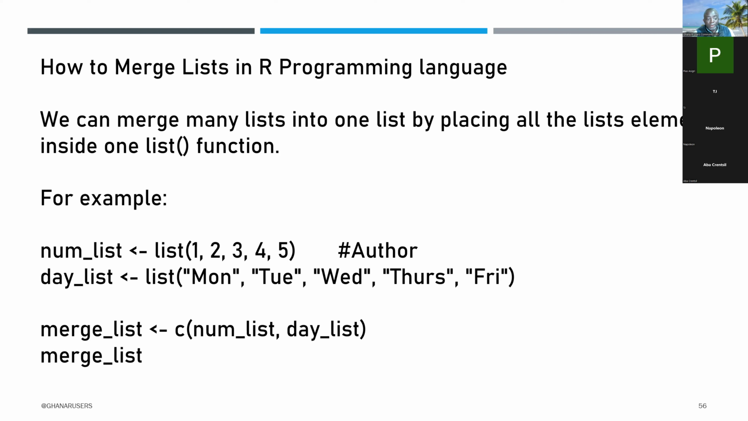Yes. So now one of the most powerful functions in R is the c function. The c does a lot of things. Say I want to merge the lists: you can just use c with number list and day list, and it's going to join the two. It's going to merge the two. That's the power of R. c is very important. It stands for concatenate.